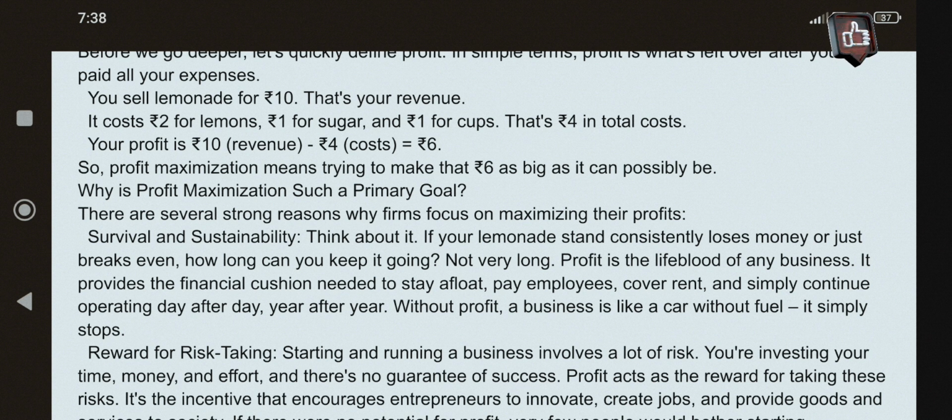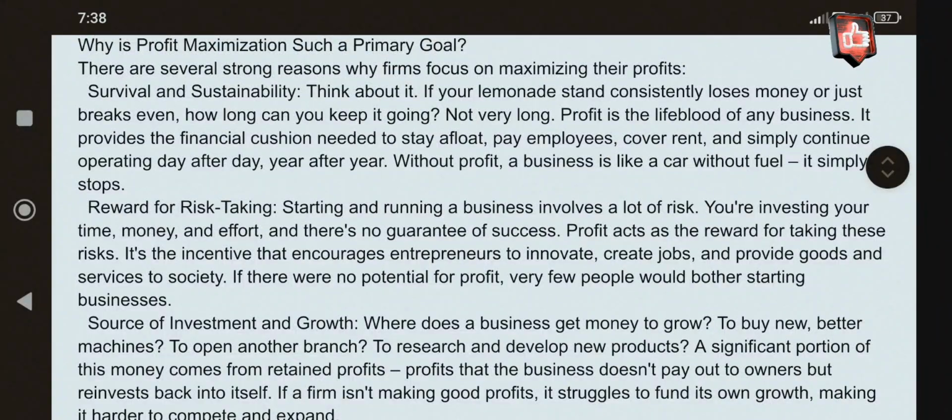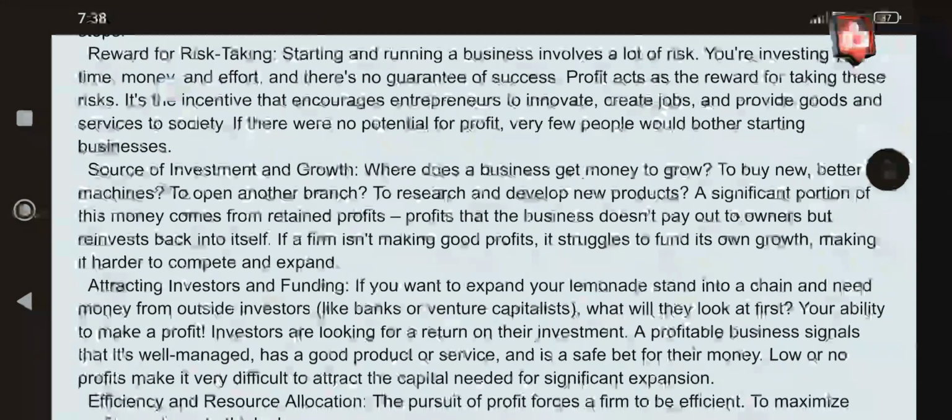Reward for risk-taking. Starting and running a business involves a lot of risk. You're investing your time, money, and effort, and there's no guarantee of success. Profit acts as the reward for taking these risks. It's the incentive that encourages entrepreneurs to innovate, create jobs, and provide goods and services to society. If there were no potential for profit, very few people would bother starting businesses.